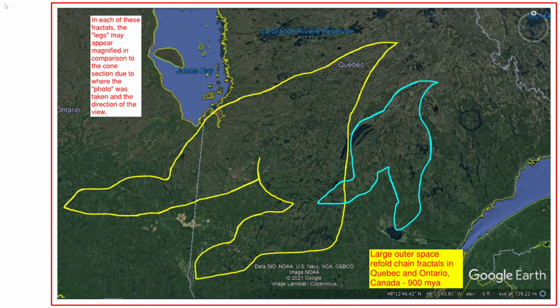Okay, these are very large fractals in Quebec and Ontario, Canada. And I was saying here, in each of these fractals, the legs may appear magnified in comparison to the cone section due to where the photo, so to speak, was taken, the focal point and the direction of the view. I also noticed that the feet look kind of like flippers again. You see that point right here? I see that once in a while. And this has the same thing. This guy is probably related. He's smaller, but he's got similar character.